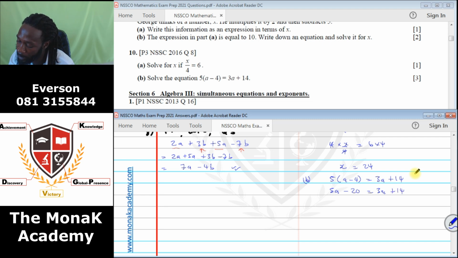We group like terms, meaning things that have a on one side, things that don't have a to the other side. So 5a minus 3a equals 14 minus 20... 5a minus 3a gives you 2a. 14 plus 20 gives you 34. So what's left is to divide by 2. So your a is 17.